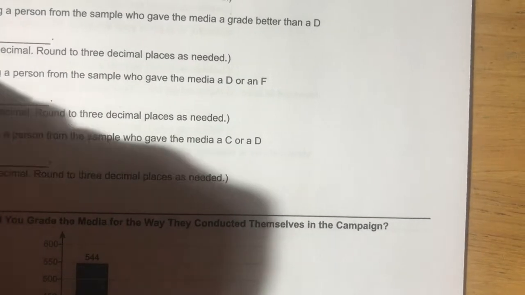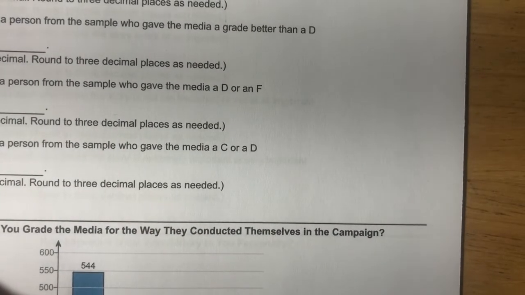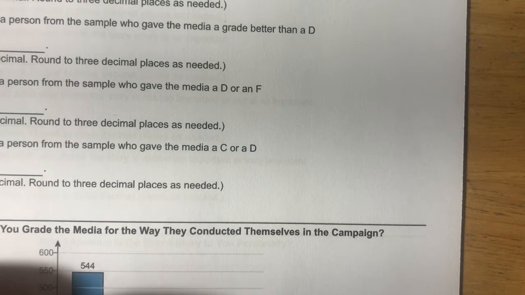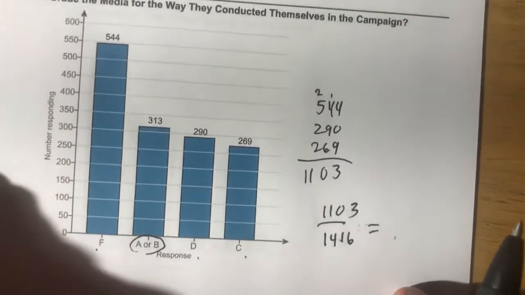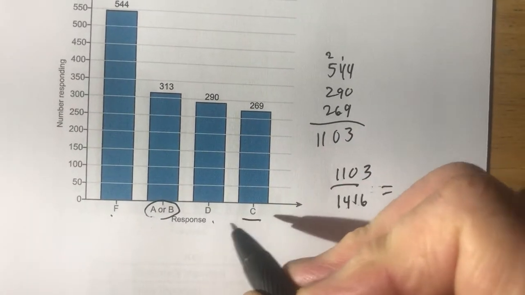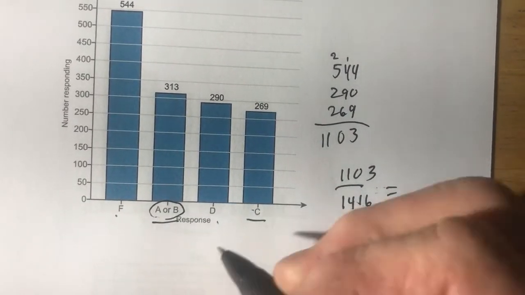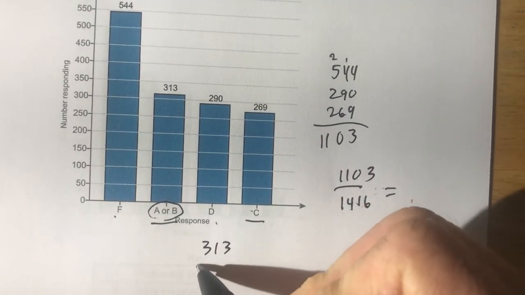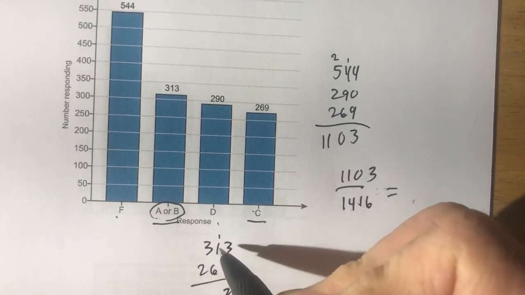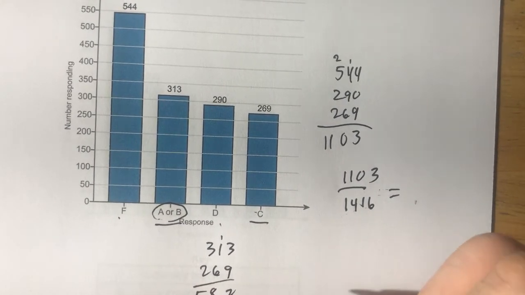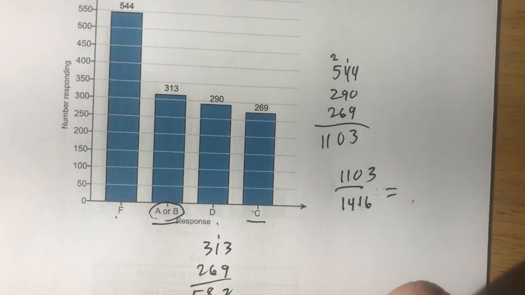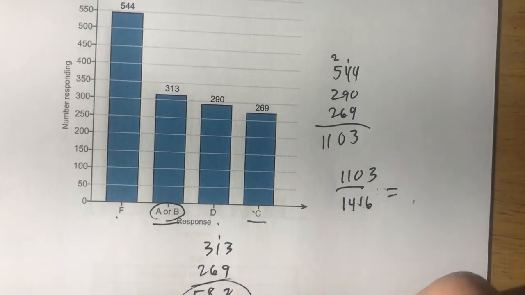Part B, randomly selecting a person from the sample who gave the media a grade better than D. All right, better than D. That'd be C, A or B, and that's it. So I would add these two up. So I'm going to do 313 plus 269, which is 582 out of 1416. Okay?